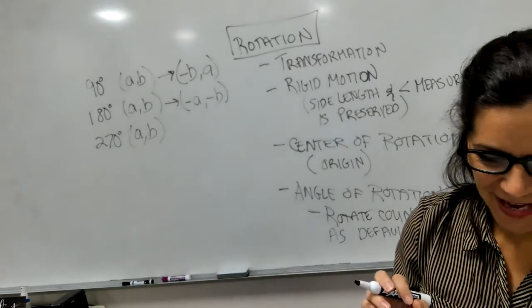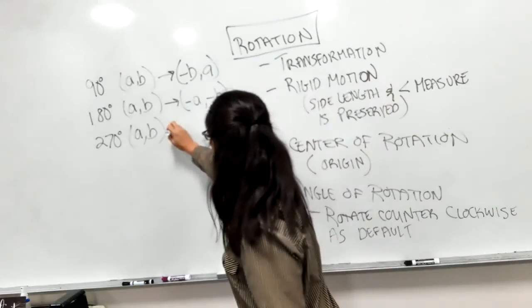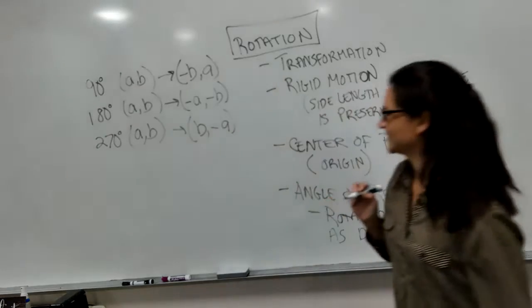Okay. And 270 is going to go to B, negative A.